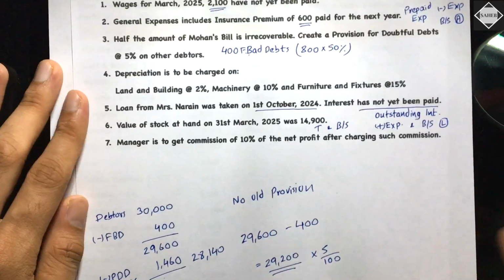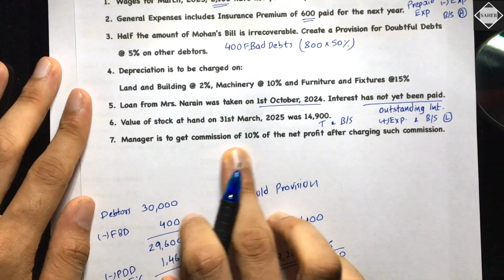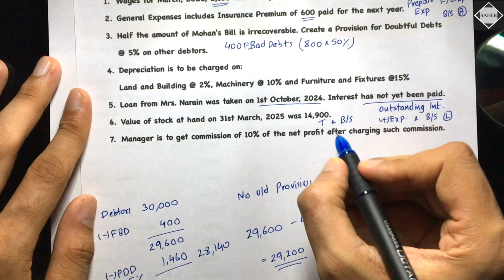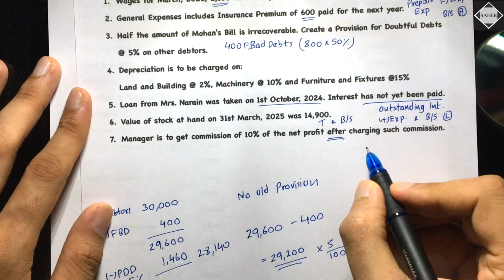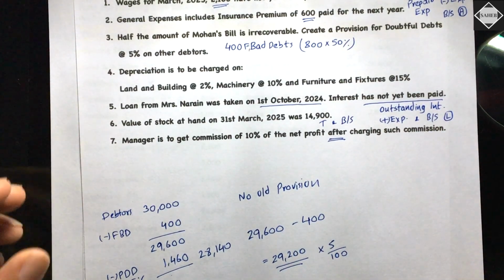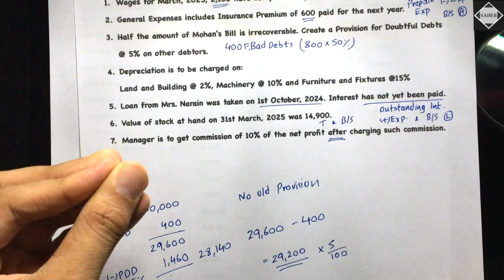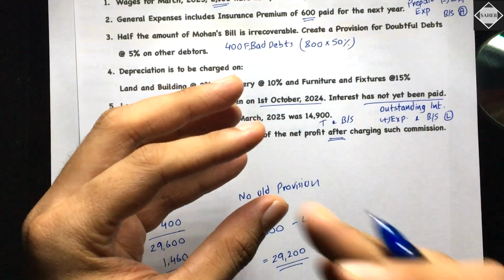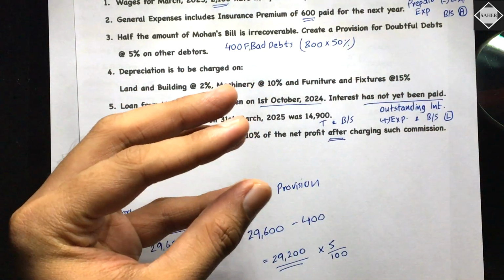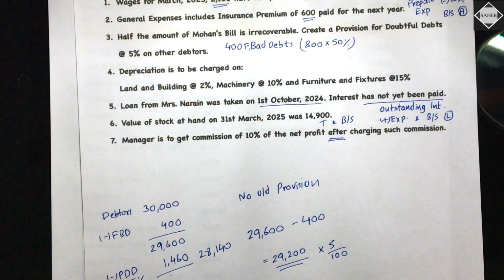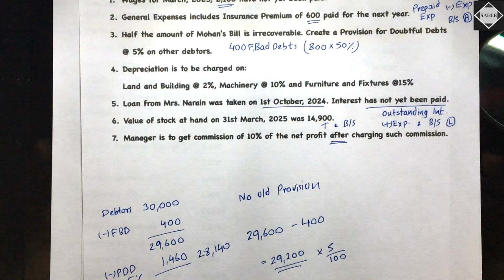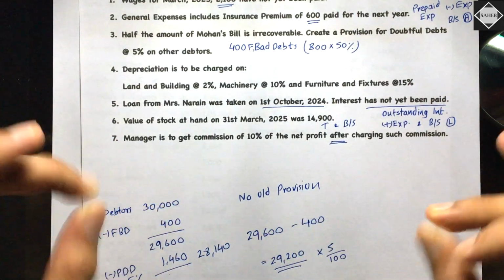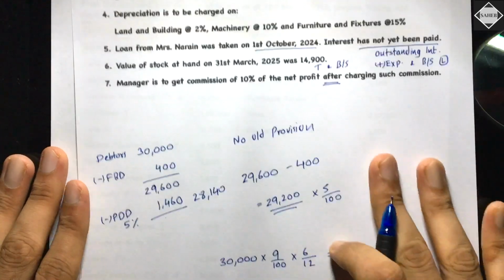Then what? The manager is to get a commission of 10% of the net profit after charging such commission. What they are saying is that we have to calculate the manager's commission on the net profit from which the commission has been deducted, the true net profit. But how to do that? We'll do the calculation later, not right now. This adjustment is not there yet. We will solve the question entirely. At the end of the P&L we'll do this. I will show you how. Now just forget about it.